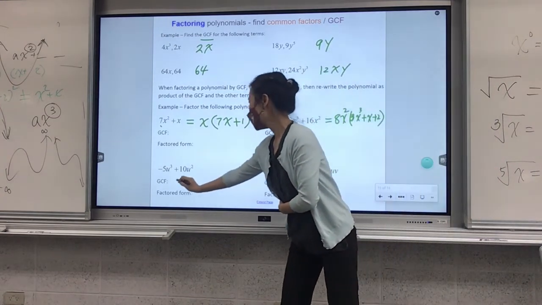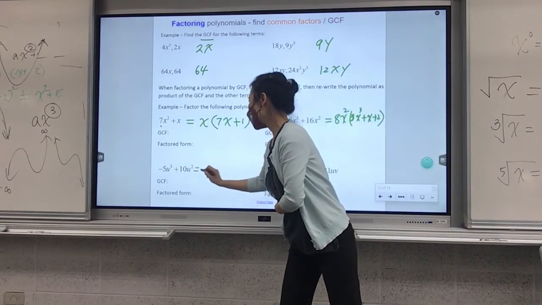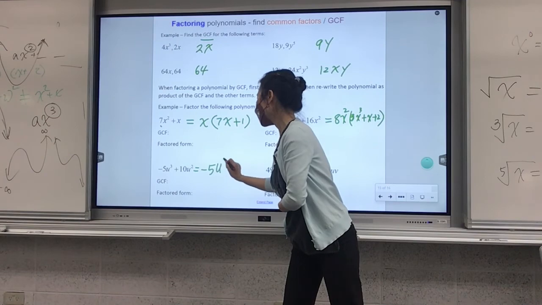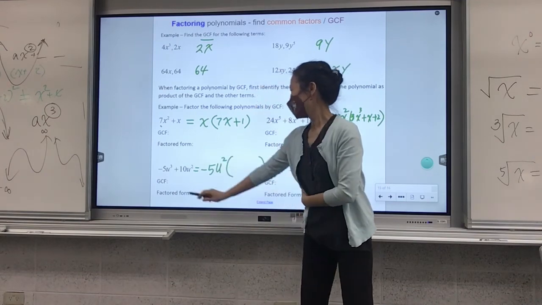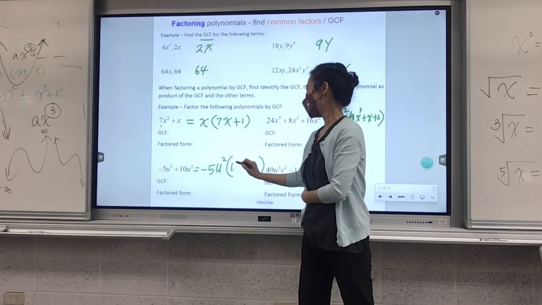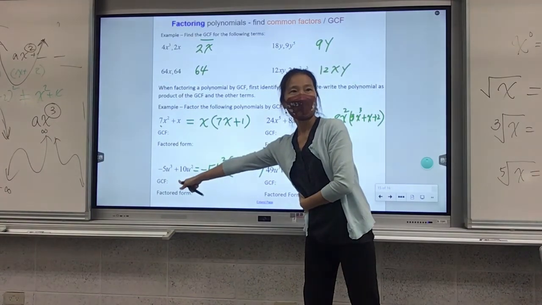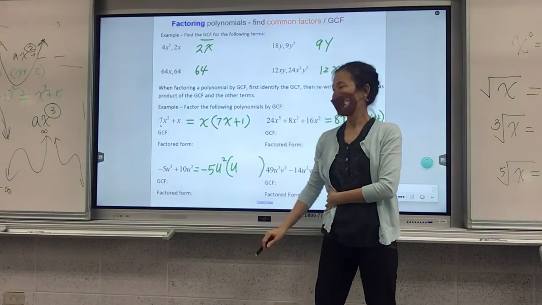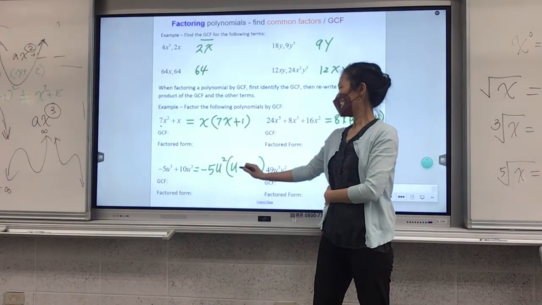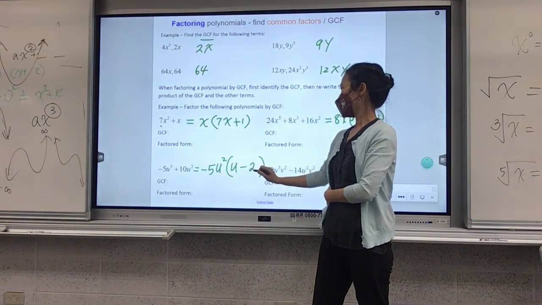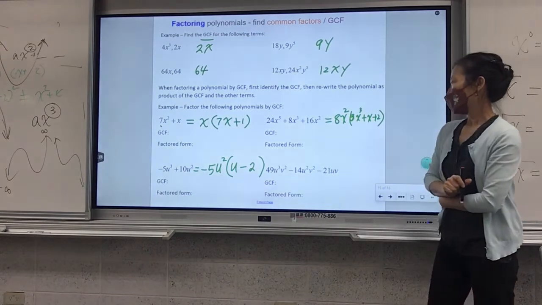And this is 5u squared. Can I factor the negative 5 out? Yes, I can. Minus 2. There you go. All right, so the last one.